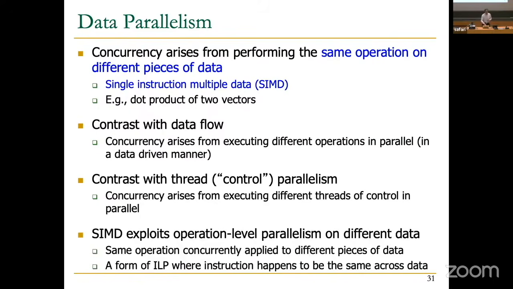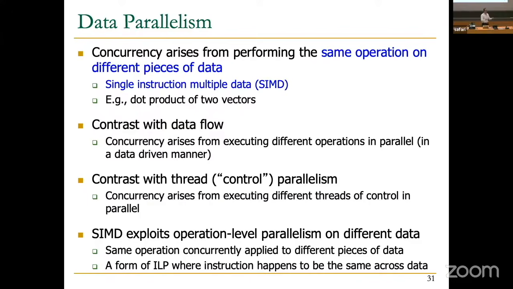Okay, basically SIMD exploits operation level parallelism on different data. Same operation is concurrently applied to different pieces of data. This is really still a form of instruction level parallelism because you can think of these operations as instructions, except an instruction is combined, collapsed, such that it applies to many, many different pieces of data. Right? Basically, the instruction happens to be the same, meaning that you don't need to decode the same instruction many, many times. So imagine that you're actually adding 2 vectors of 1 billion elements.